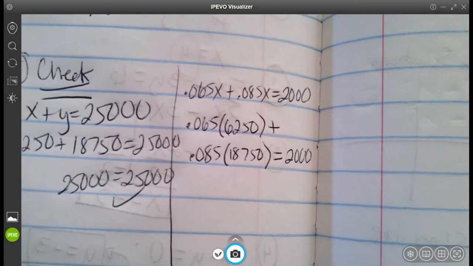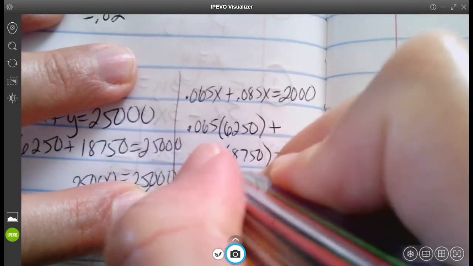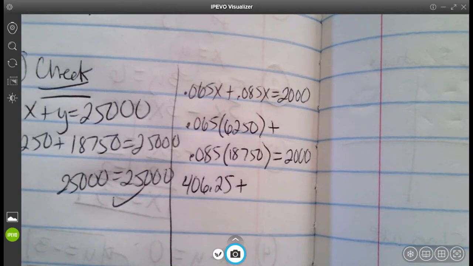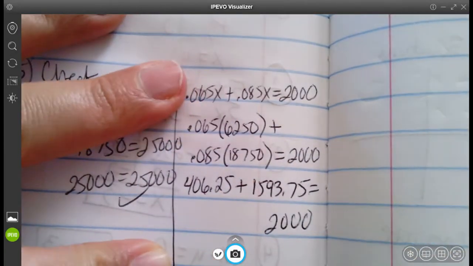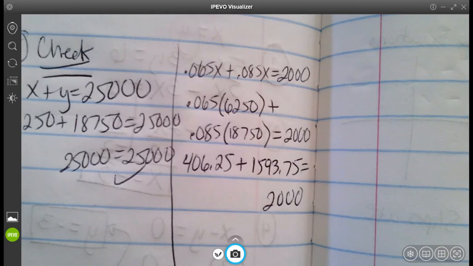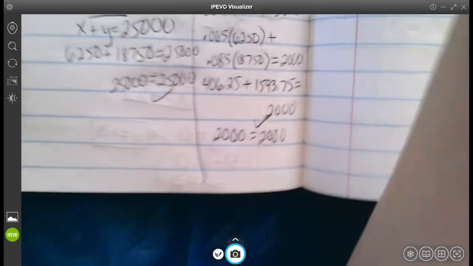So let's check what this is going to give us. I'm just using the calculator, just so you know. 0.065 times 6,250 came out to 406.25. Now 0.085 times 18,750 is 1,593.75. Supposedly that equals $2,000, so we're just going to add these two together. 406.25 plus 1,593.75, using the basic calculator here. And it looks like we are good to go. So we're done, and that means these amounts are correct.